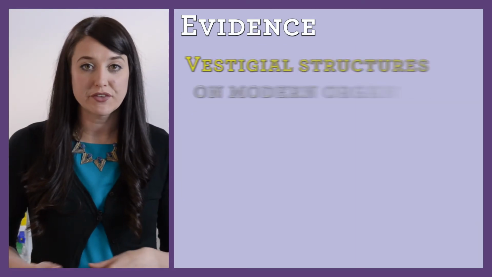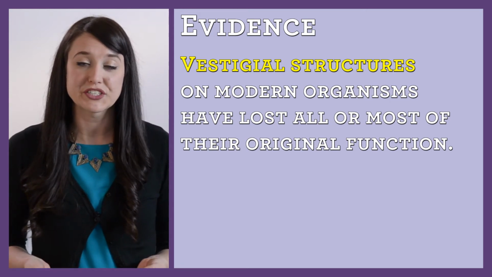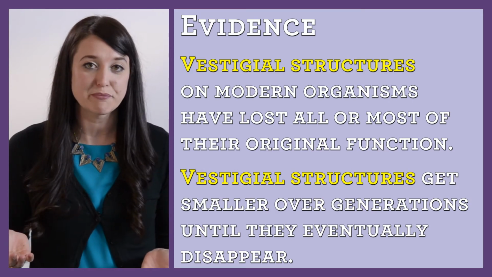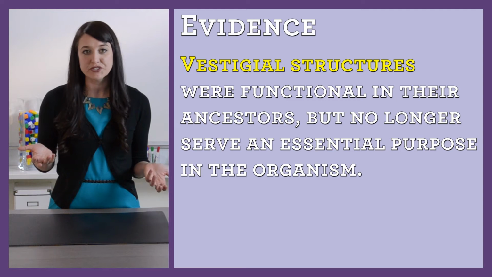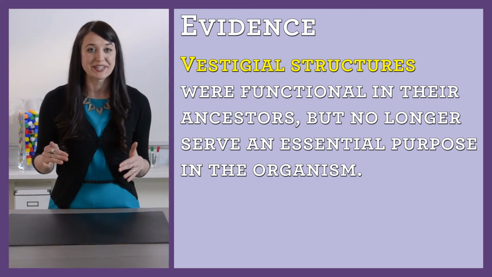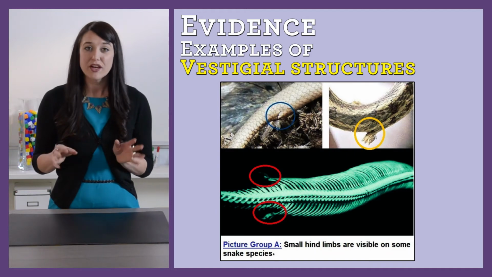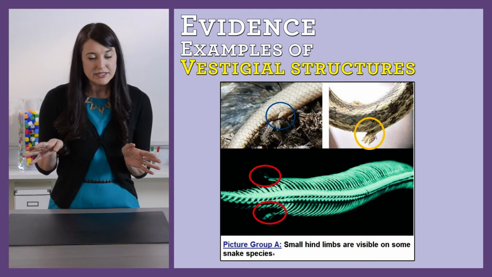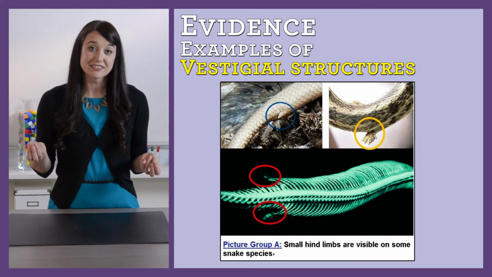Vestigial structures found in modern organisms have lost all or most of their original function. They get smaller and smaller over time until they eventually disappear. They were once functional in their ancestors, but no longer serve an essential purpose in the organism. For example, think about some snakes that have leg bones that are inside. They don't really come outside of their bodies, but they're still there and they're leftover evidence of legs.